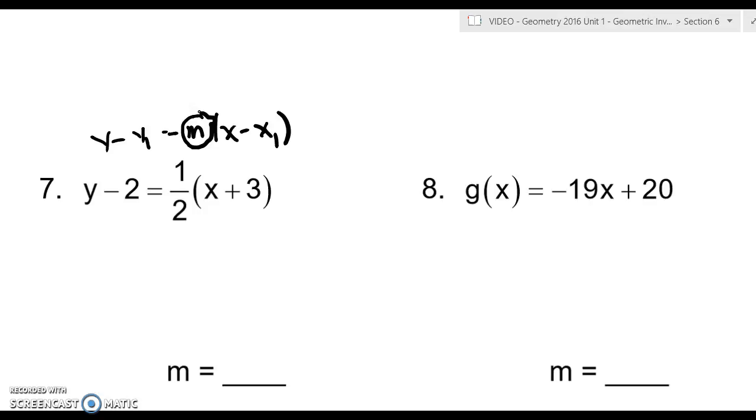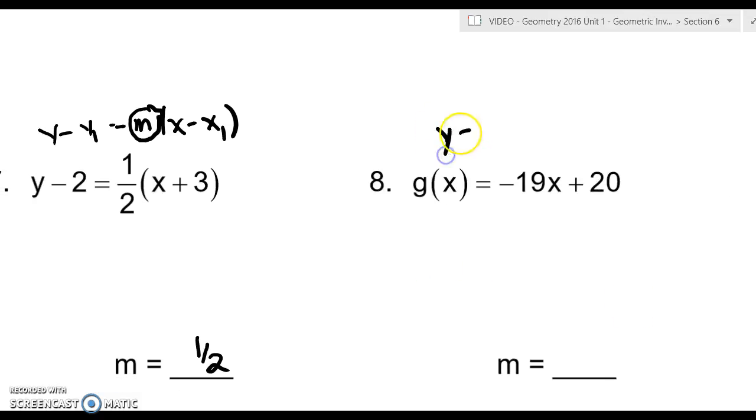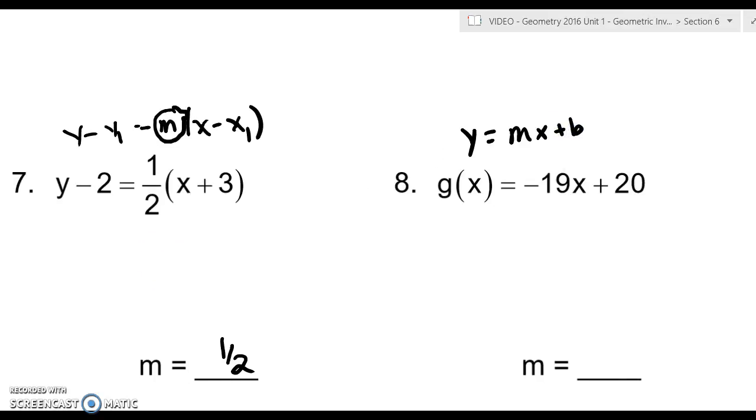So based on number 7, my slope is 1/2. Number 8 is in the slope-intercept form. Y equals mx plus b. And just like on the previous question, m is your slope. So looking at number 8, m is in front of x. It's that number negative 19.